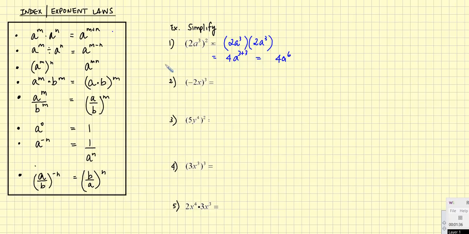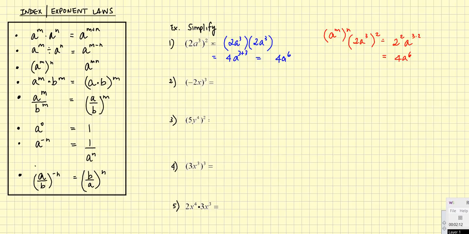Now, the alternative way of looking at the problem would be to use our third law, which was (a to the m) all raised to the power of n, which means that I just take everything that's inside the parentheses and it's going to get raised to the power of 2. So I'm really doing 2 squared times (a cubed) squared, 3 times 2, so that it goes to 4a to the 6th. We obviously get exactly the same answer. We're just going about it using a different law.